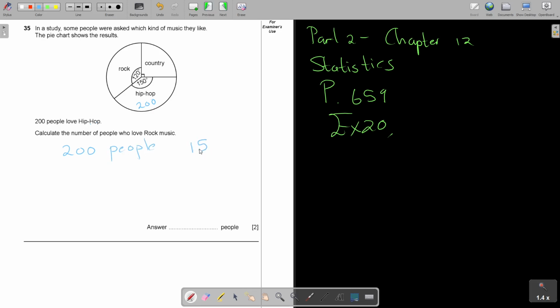And that's how many degrees, 150. And then I look at the rock is 120, and I just make it x. And how does direct proportion work? I cross multiply. So I get 150x equals 200 multiply 120. And then I divide by 150 and I divide by 150. And my final answer is 160. And that's a nice question to enter the question paper with.